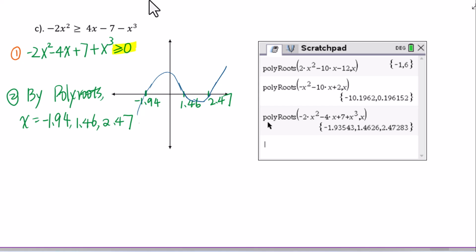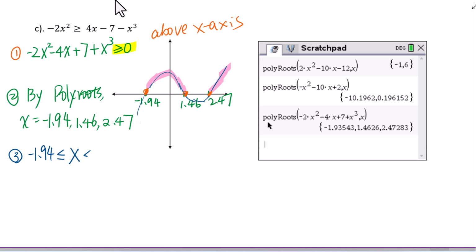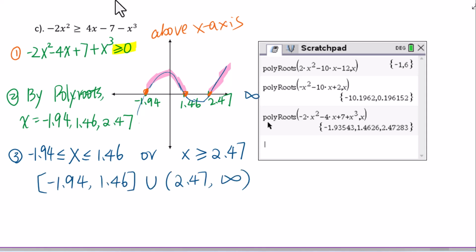Greater than or equal to 0 means all closed circles and above the x-axis. So this part and this part is the solution. x greater than or equal to negative 1.94 and less than or equal to 1.46, or x greater than or equal to 2.47. Or we can write down the interval form like this.